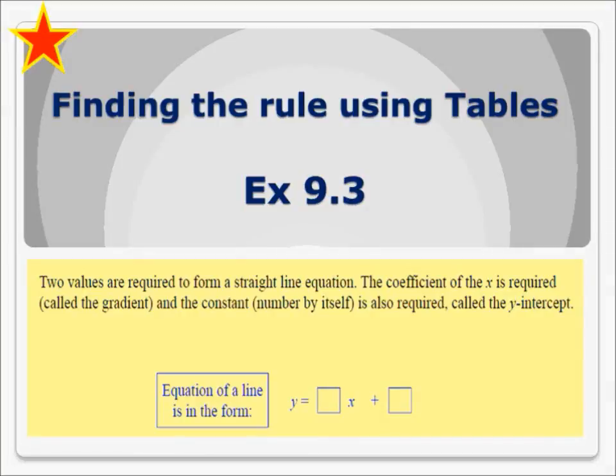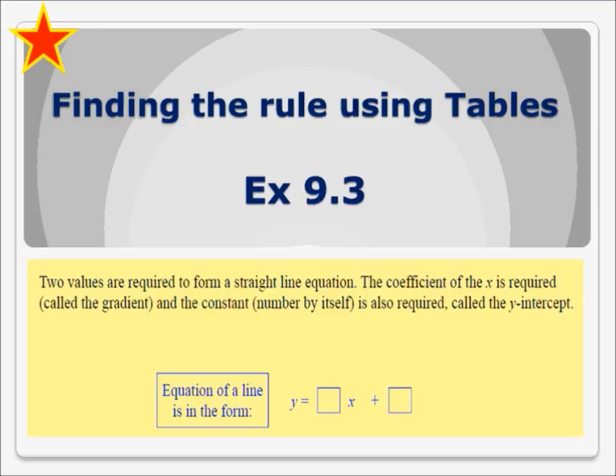In this video we're going to look at how we find the rule using a table of values. Before we start looking at the tables, the first thing we need to know is how does the equation look? What is its form? If you look down the bottom, there's a little blue box, says equation of a line is in the form, and on the right hand side we have an equation with a few numbers missing.